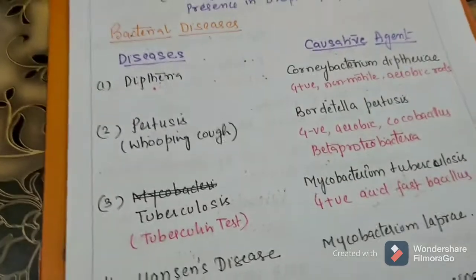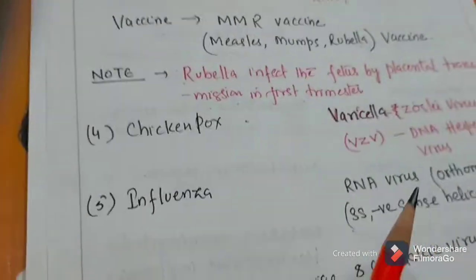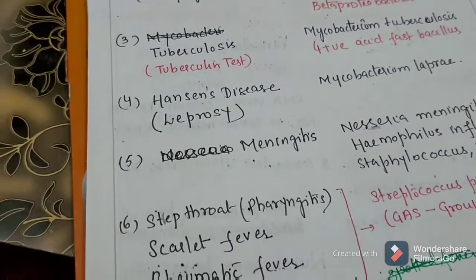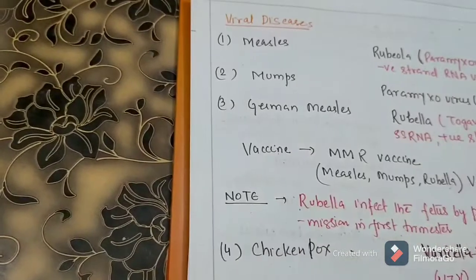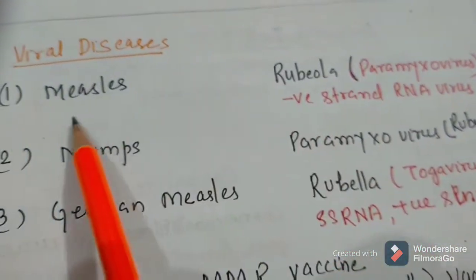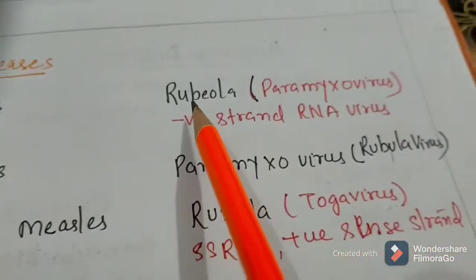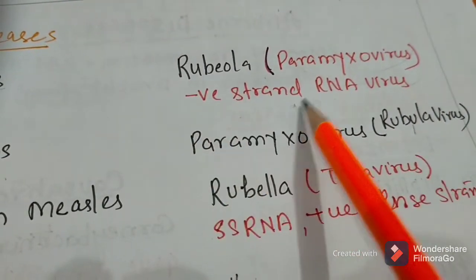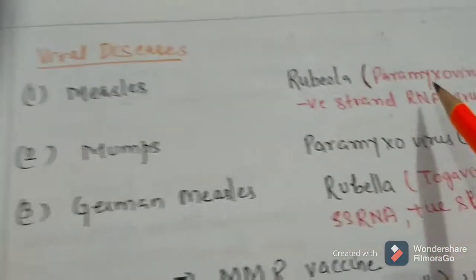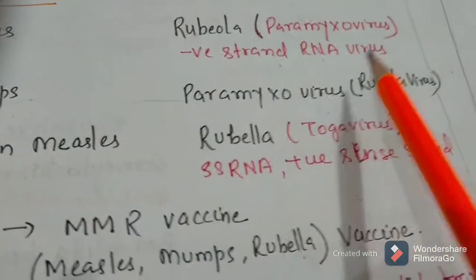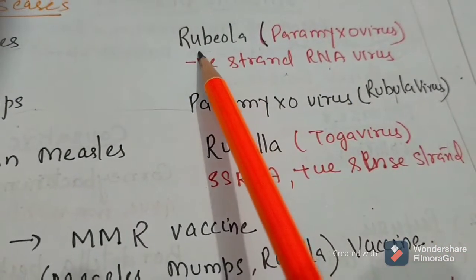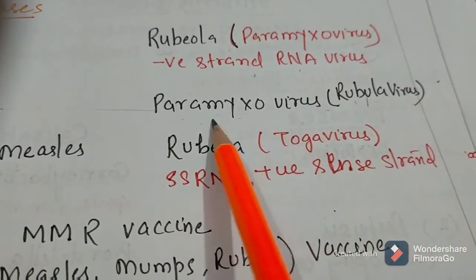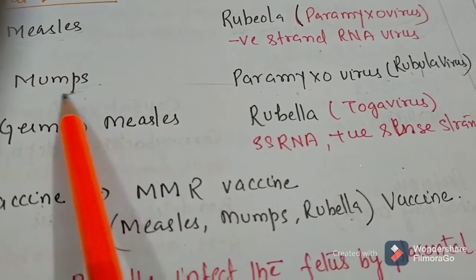Now we'll see some of the viral diseases. These all were bacterial diseases which are airborne. Now we'll see the viral diseases which are airborne. Very common is measles, which is caused by the rubeola virus, which belongs to paramyxoviruses, a negative strand RNA virus. Then we have mumps, which also belongs to paramyxovirus. This was also a question asked in GATE.